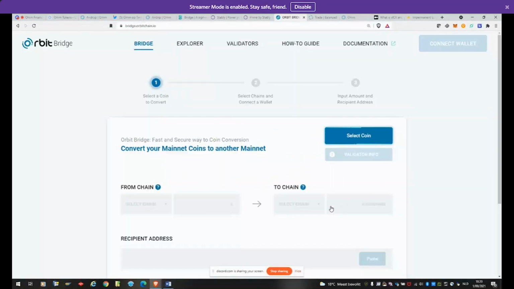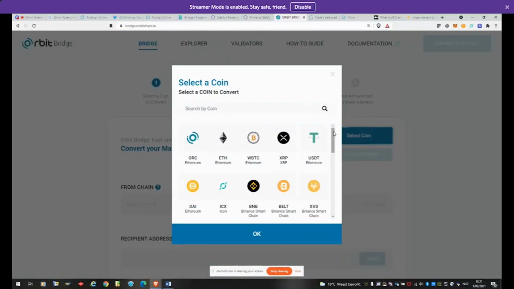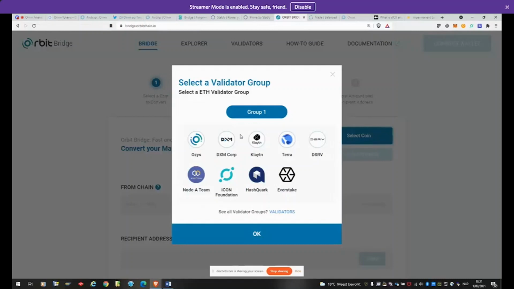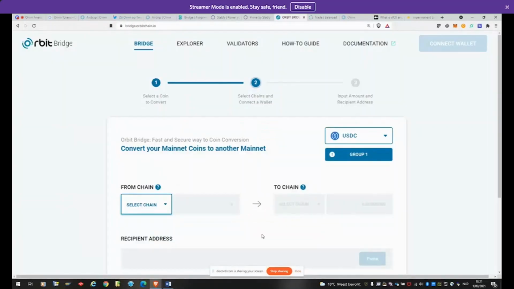So there is an issue at the moment with Orbit Bridge. It's known, it's not really connecting to wallets, but I will go as far as I can to show how it works. So you select coin. We are interested in USDC. Then in the validator group, there is only one to choose from for USDC, and you see Icon mentioned here. So you check OK. And this is how far it goes at the moment. Normally, it would be connecting to my MetaMask wallet, but the connection at the moment isn't working.